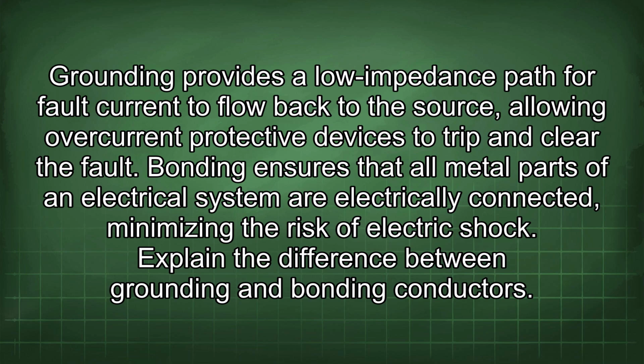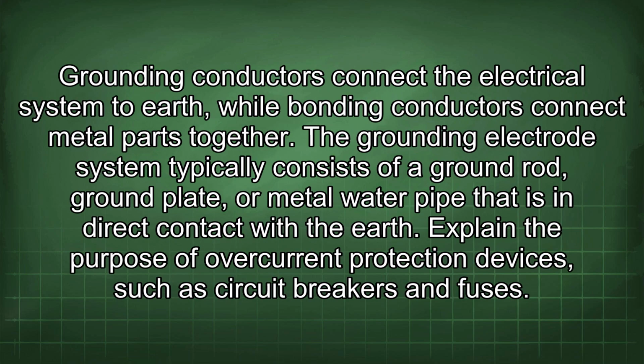Bonding ensures that all metal parts of an electrical system are electrically connected, minimizing the risk of electric shock. Explain the difference between grounding and bonding conductors. Grounding conductors connect the electrical system to earth, while bonding conductors connect metal parts together.